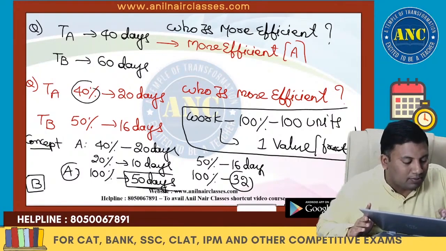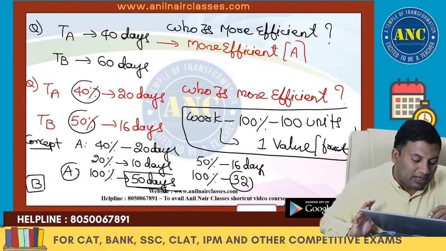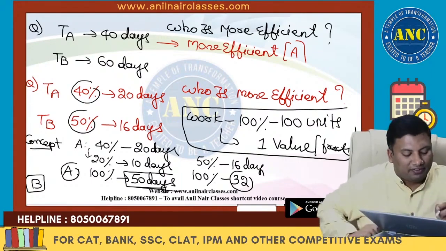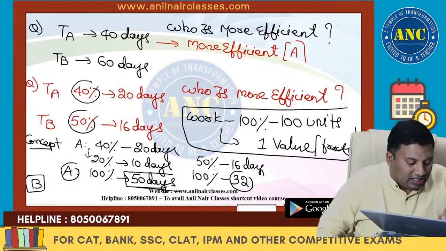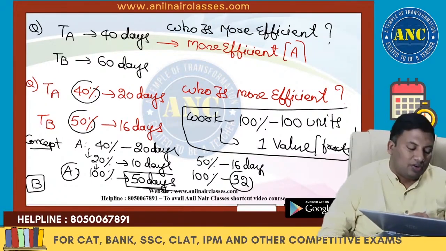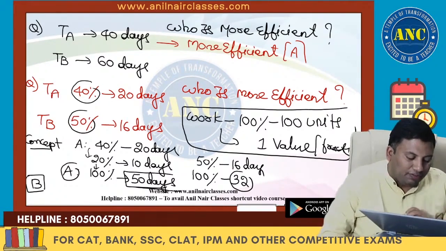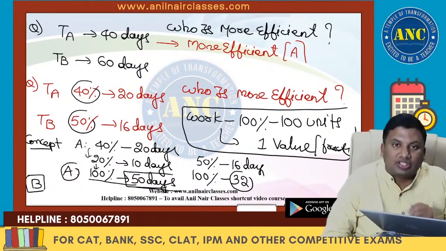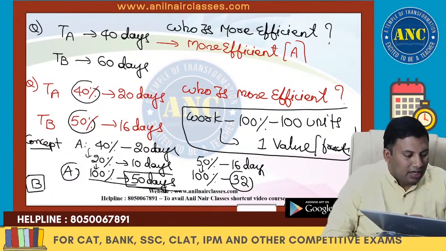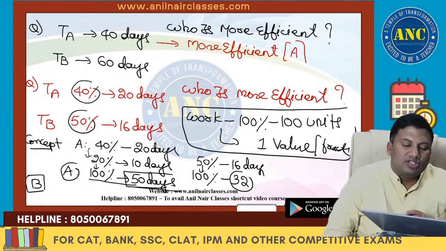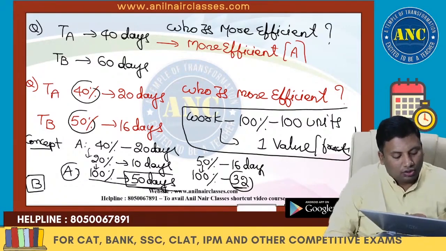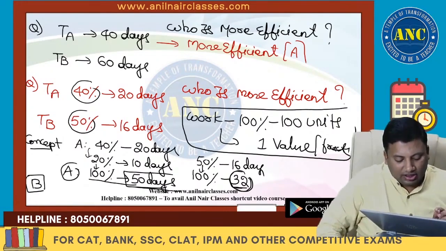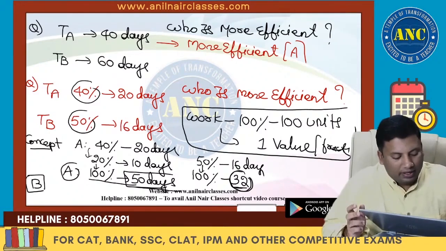These kinds of problems are highly repeated. 40% in 20 days. Half of it: 20% in 10 days. I want 100%, so multiply by 5: 100% in 50 days. 50% in 16 days, multiply by 2: 16 into 2, 32. So he is taking less time to complete the work, so B will be more efficient.